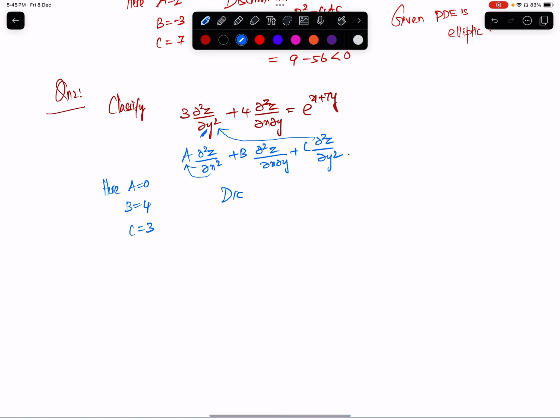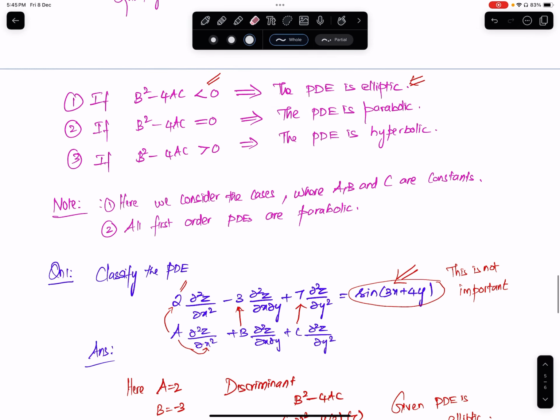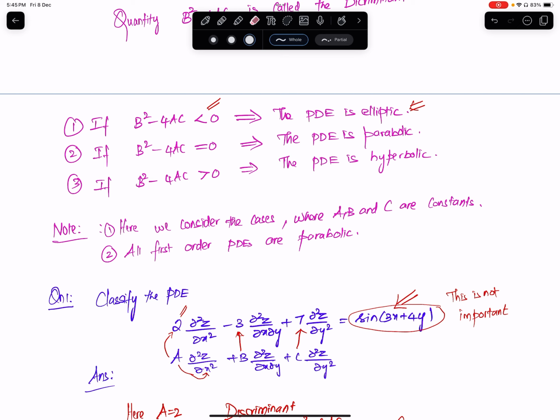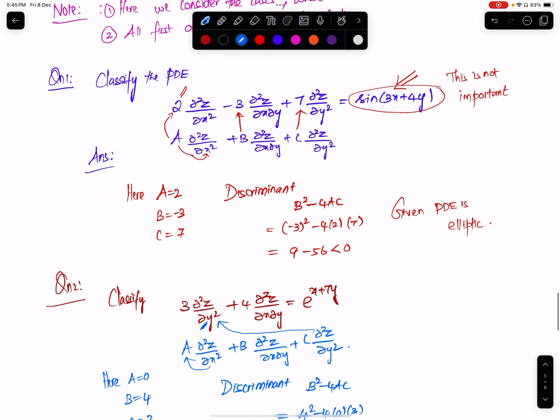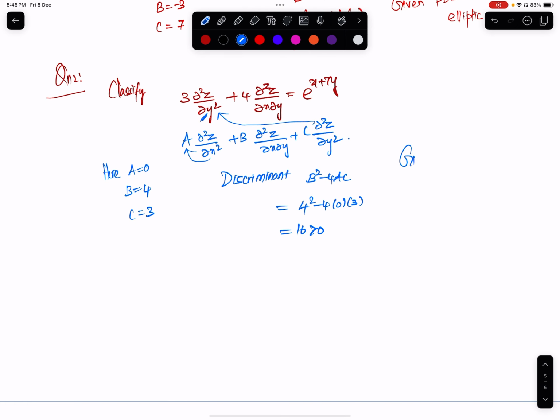So the discriminant B square minus 4AC equals 4 square minus 4 times 0 times 3, that is equal to 16, which is bigger than 0. If it is bigger than 0, it is hyperbolic. So you can say the given PDE is hyperbolic.